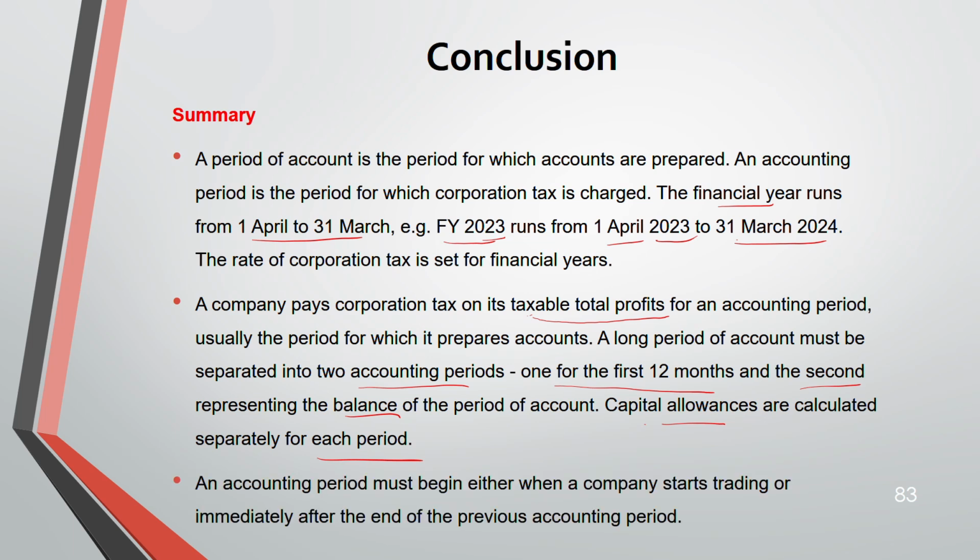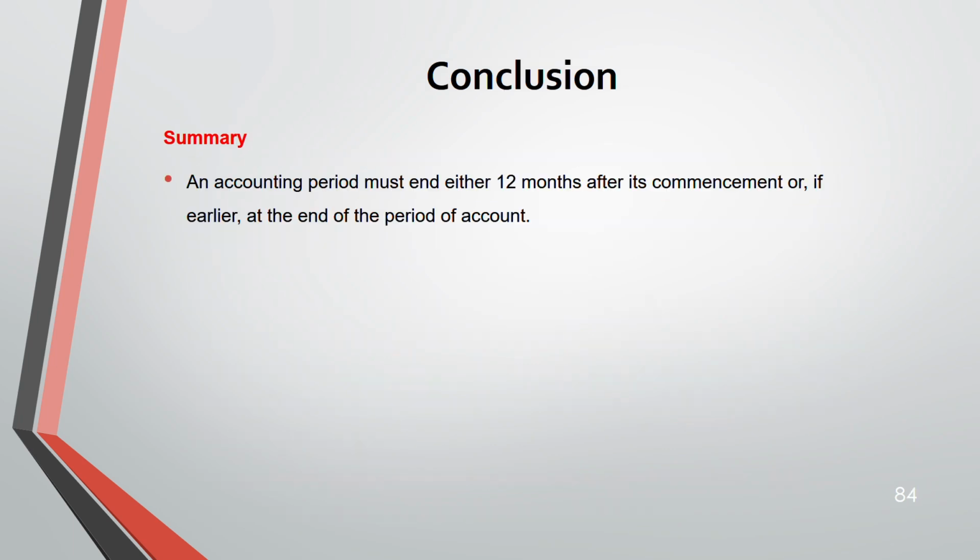Then an accounting period must begin when a company starts trading or immediately after the end of the previous accounting period. Then an accounting period must end either 12 months after it commenced or earlier at the end of the period of account. Now dividends are paid out of profits after tax. That's why you need the tax. That's what we have done in example 12. Example 13, we first found the corporation tax.